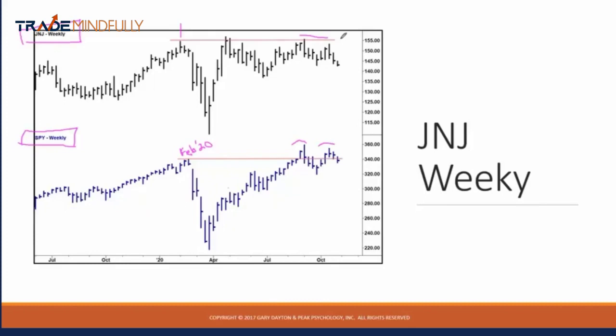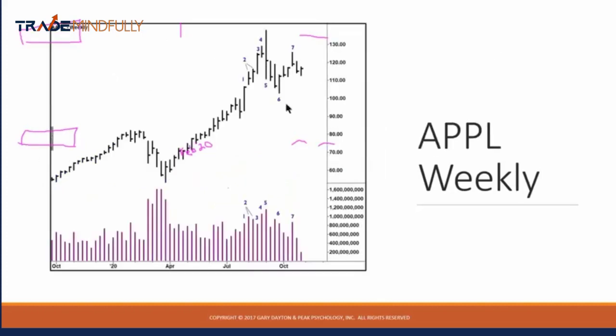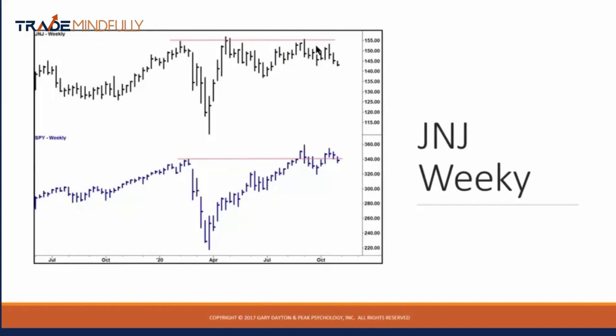So in fact, J&J would be a better short, if we want to do more analysis on this, than Apple, because as we will recall, Apple was making new highs. Here's the February 20 highs over here, right? And we're well above that level. So this shows relative strength, comparative strength to the S&Ps. J&J shows comparative weakness, actually pretty much similar to the S&Ps.